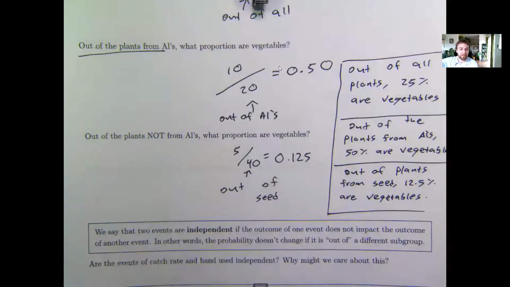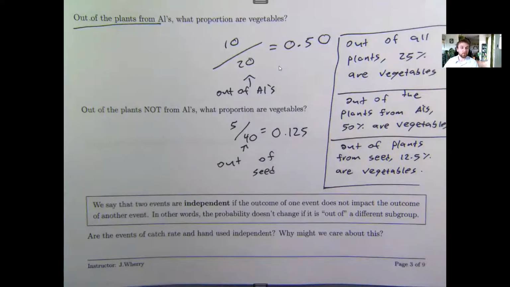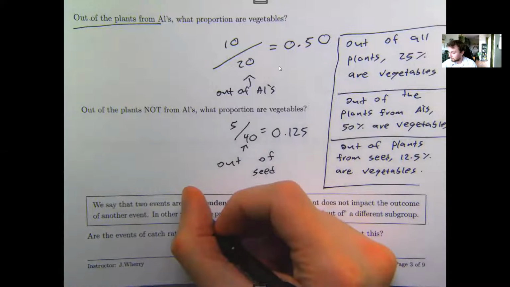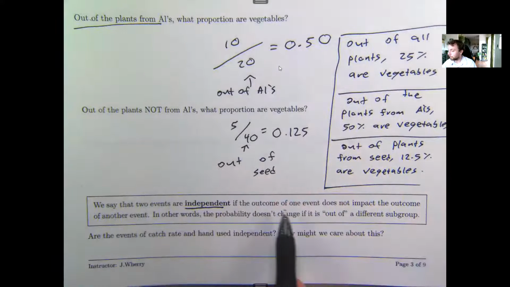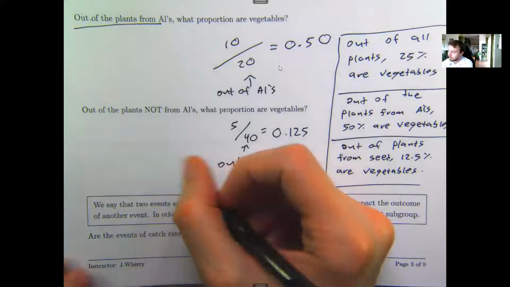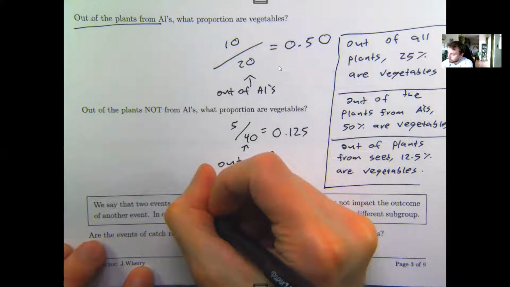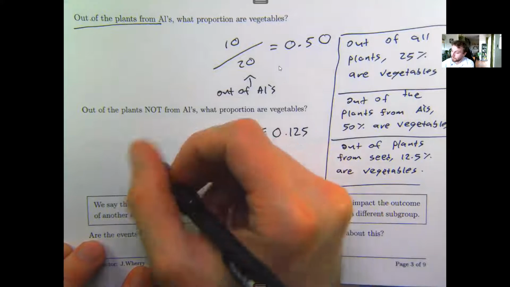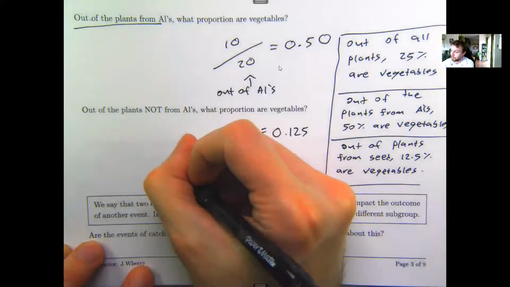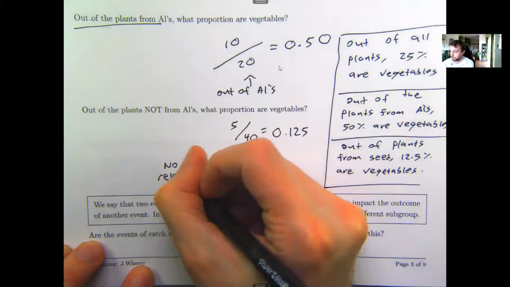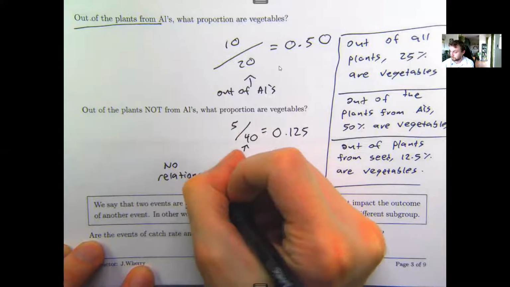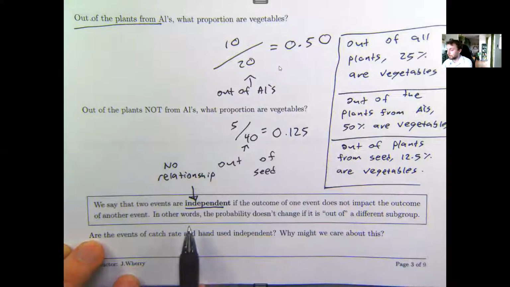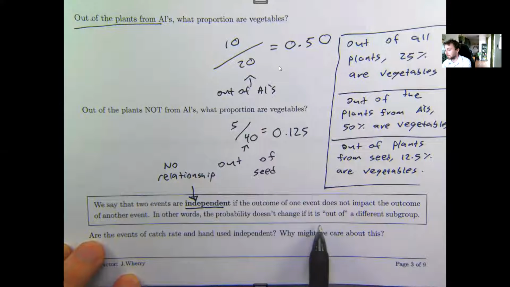Looking for a relationship has a name, and that's checking for independence. We say two events are independent if the outcome of one does not affect the outcome of another. Now that might be a little bit hard to understand, so let me rephrase this another way. Two events are independent if there is no relationship. The probability does not change if you're looking at different subgroups.